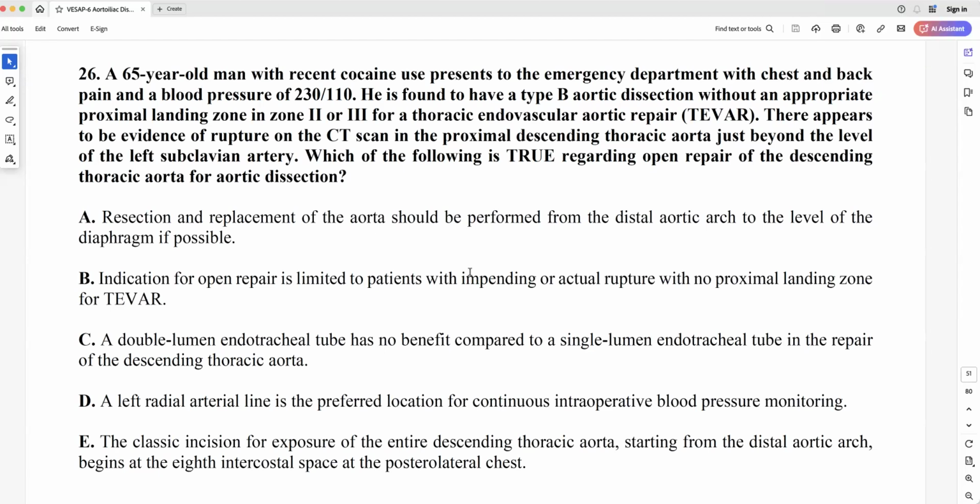Resection and replacement of the aorta should be performed from the distal aortic arch to the level of the diaphragm, if possible. No. Why not? From the distal aortic arch, yeah, you open, right, but you need to apply your clamp proximal to the left carotid.